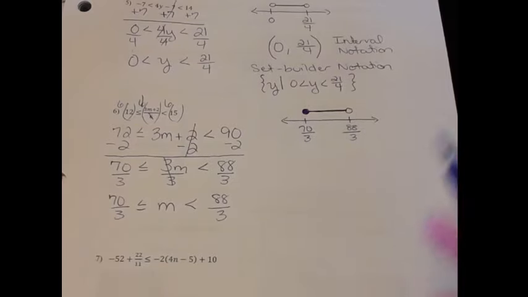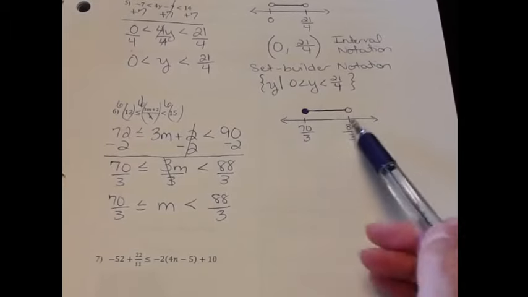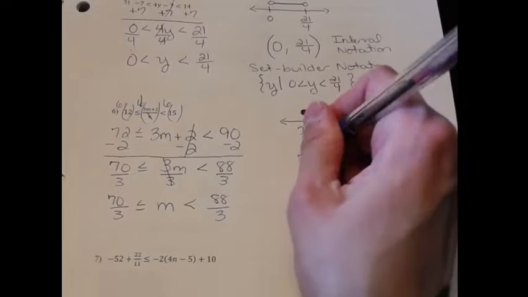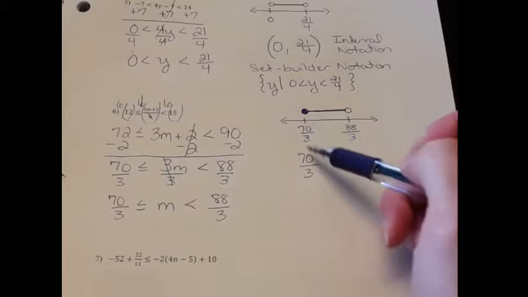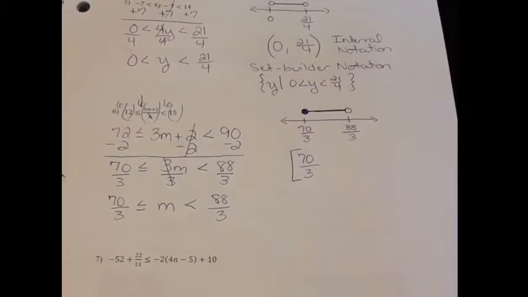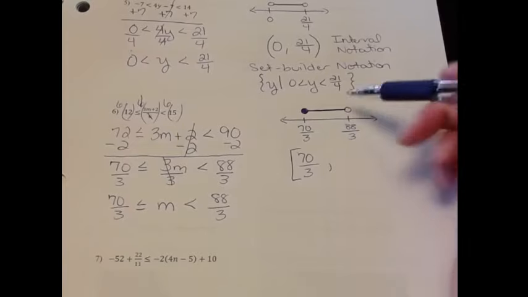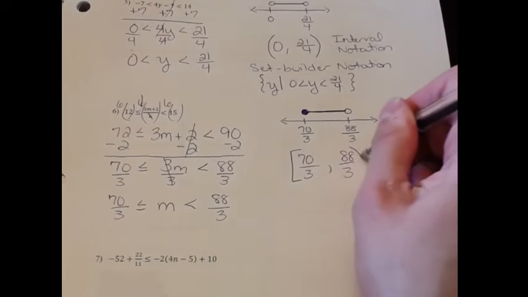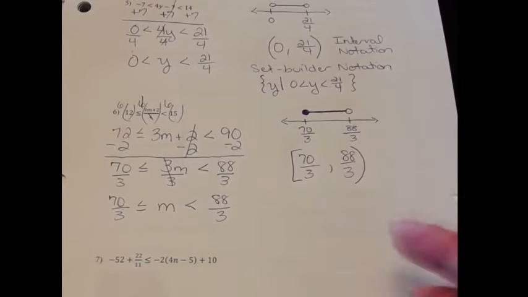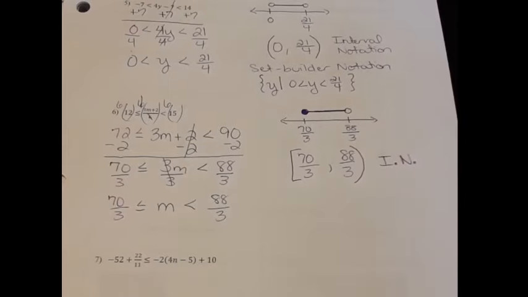All right, now that we have our visual, we're going to go ahead and write this in interval notation. Interval notation is a left bound, right bound, left end, right end. So the left end is 70 over 3. Because it's closed on 70 over 3, we're going to close it here by using a bracket. Close the door. Comma. And our right end is 88 thirds. Because it's open here, we're going to use a parentheses. So open, we're approaching it. And that's interval notation. I hope you don't mind me abbreviating.